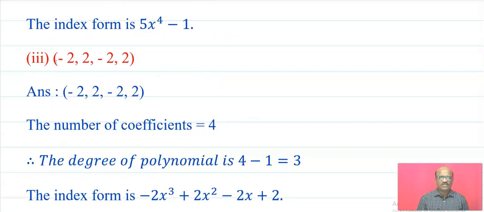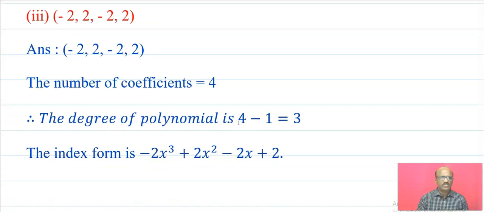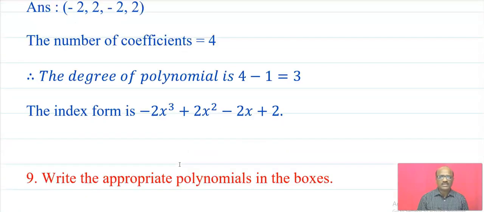What about here? Number of coefficients 1, 2, 3, 4. Number of the coefficients is 4. Therefore, the degree of the polynomial is 4 minus 1, that is equal to 3. And that's why minus 2x cube plus 2x square minus 2x plus 2. Their exponents, their indices, are in decreasing order, that is 3, 2, 1 and constant. This is the index form.